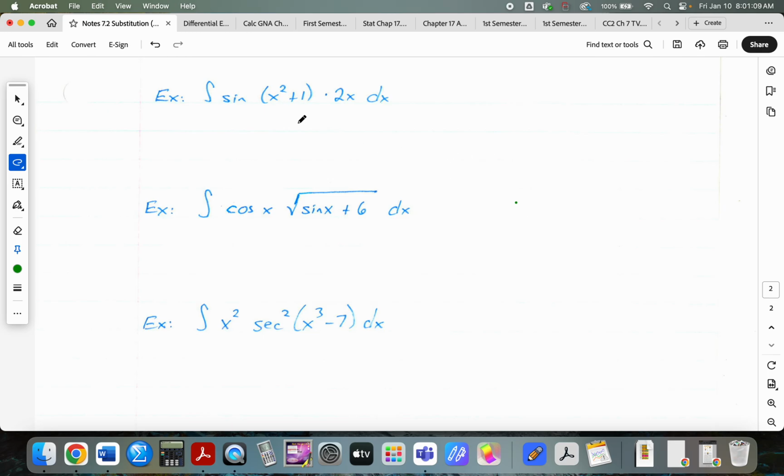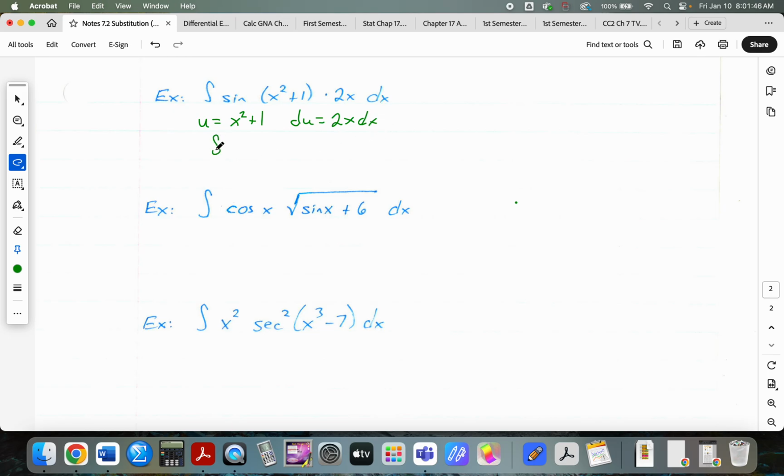So, how do I know that I'm likely to use a u substitution or undo the chain rule? I've got to have a composite function, and I do, multiplied by something that is related to the derivative of the inside part. So if I was doing a u substitution, I would let u be equal to the inside part, x squared plus 1. Then du would be the derivative of that times dx, so that would be 2x dx. Which is exactly what I have here.